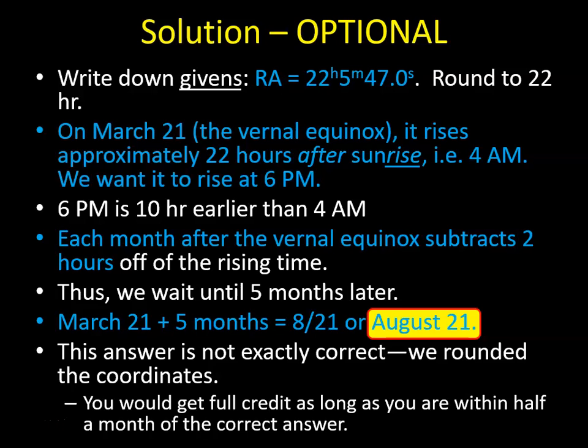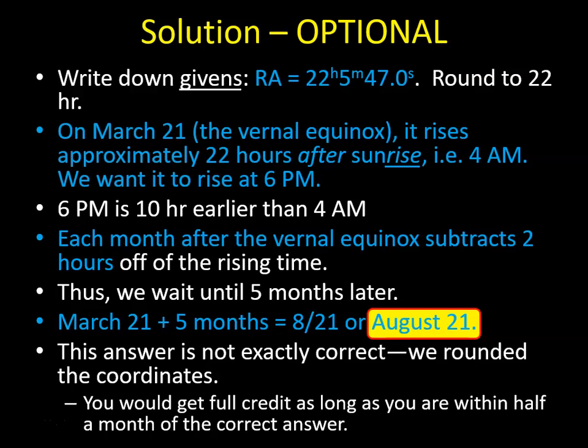But here's the thing. Do we really need to take daylight saving time into account? Because after all, we want this to rise at sunset. Sunset is sunset. Yes, you have to add an hour for daylight saving time, but you would also have to subtract that off by realizing that we have to take that into consideration with the star as well. So either way, it's going to rise at sunset on August 21st.